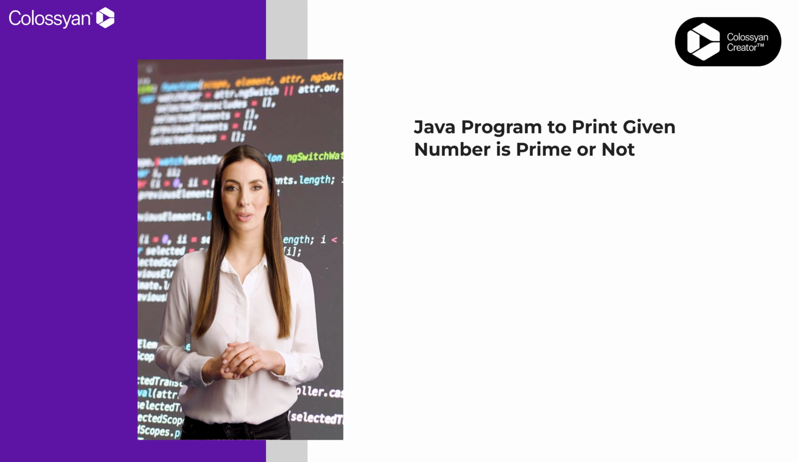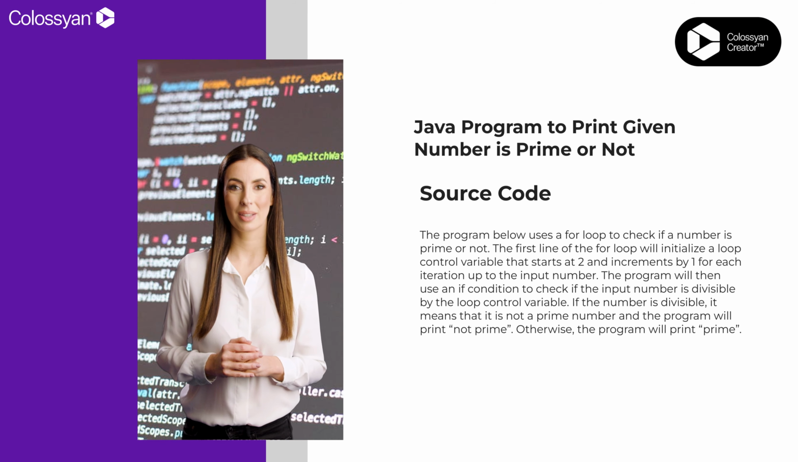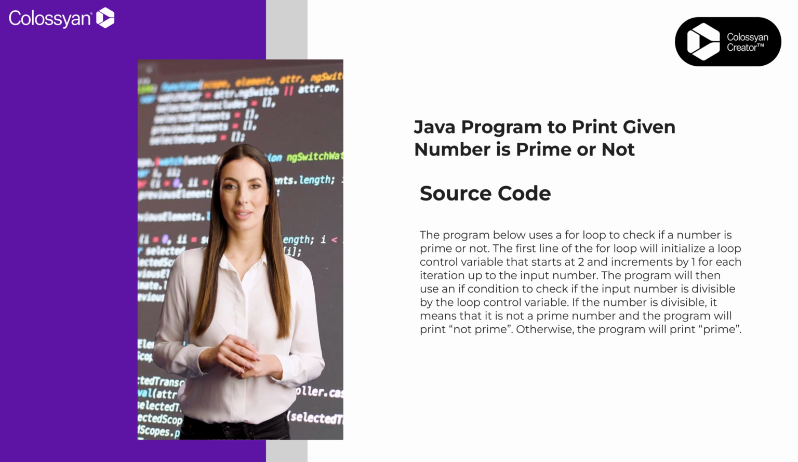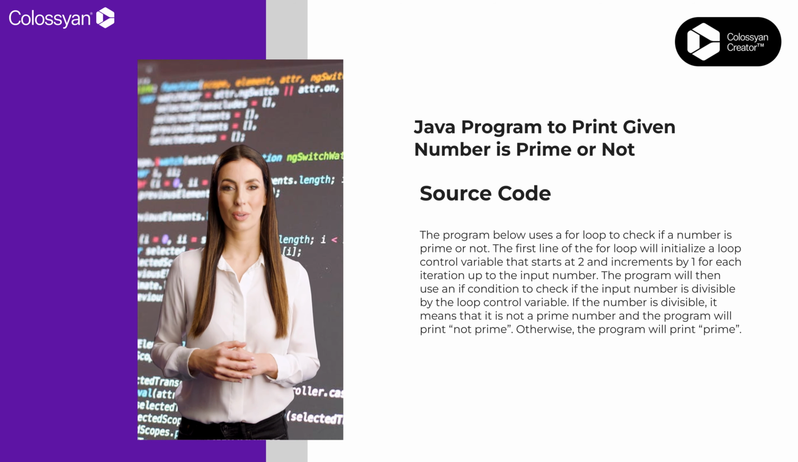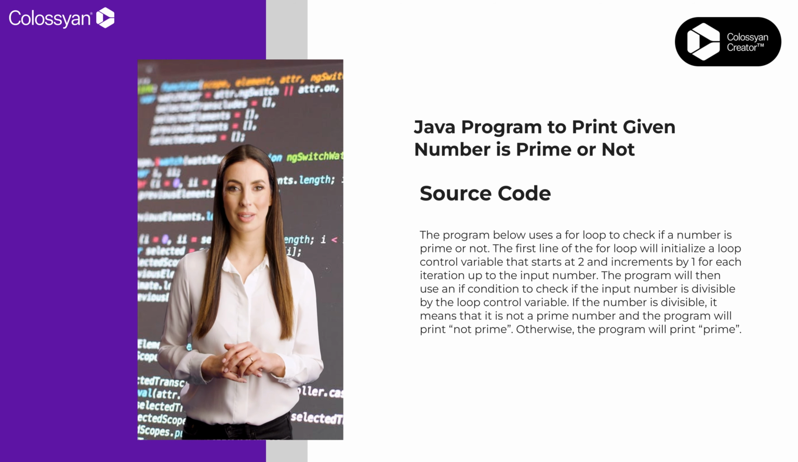The program below uses a for loop to check if a number is prime or not. The first line of the for loop will initialize a loop control variable that starts at 2 and increments by 1 for each iteration up to the input number. The program will then use an if condition to check if the input number is divisible by the loop control variable. If the number is divisible, it means that it is not a prime number and the program will print not prime. Otherwise, the program will print prime.